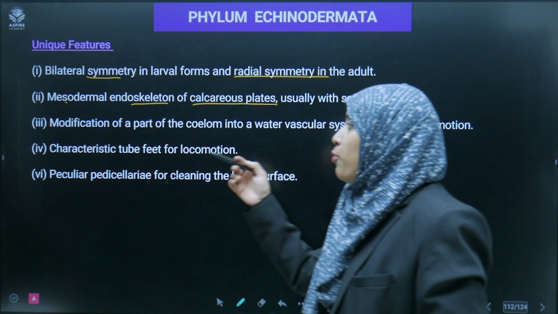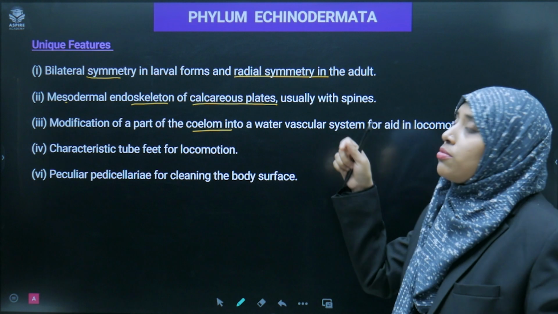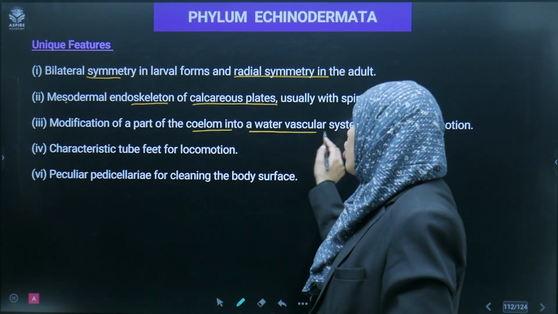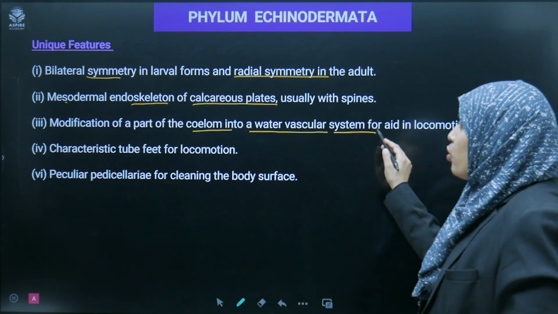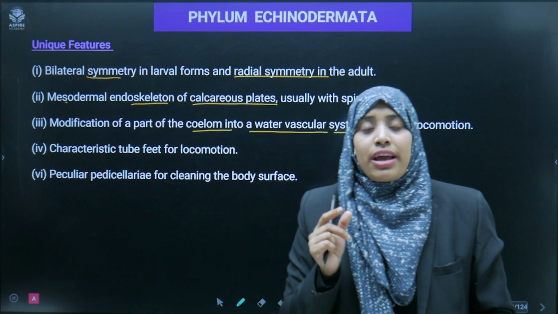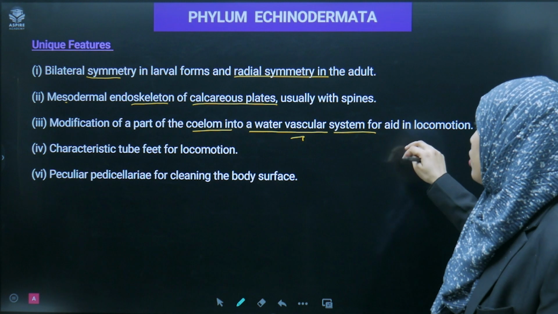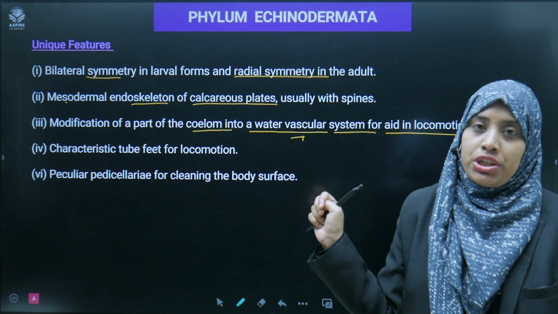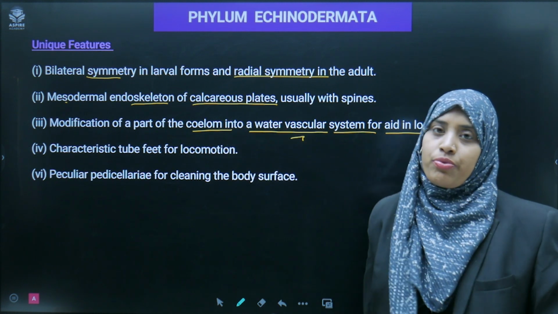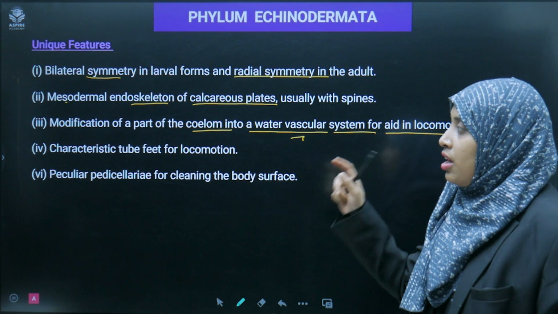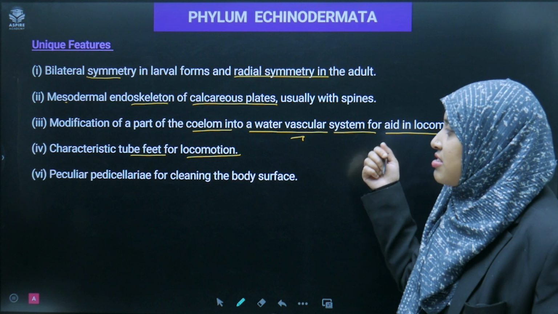Another point is modification of a part of the coelom. That means the coelom of the echinoderms is modified into the water vascular system, that is also known as the tube feet. So we know the most important and peculiar characteristic of echinoderms is the water vascular system, tube feet. This aids in locomotion. What is it for? It is for locomotion. And it is a modification of the coelom, this water vascular system. Another characteristic: tube feet for locomotion, water vascular system, tube feet.